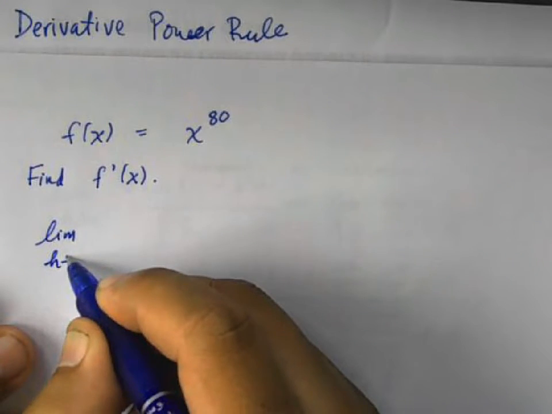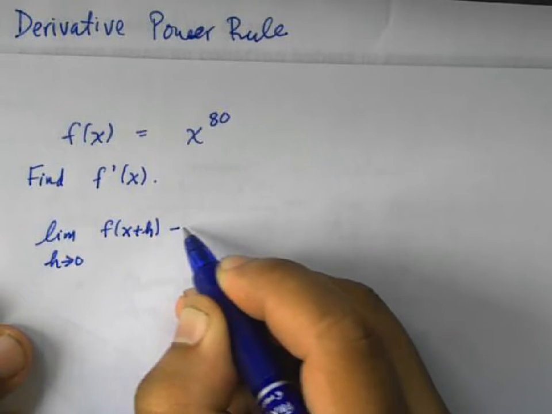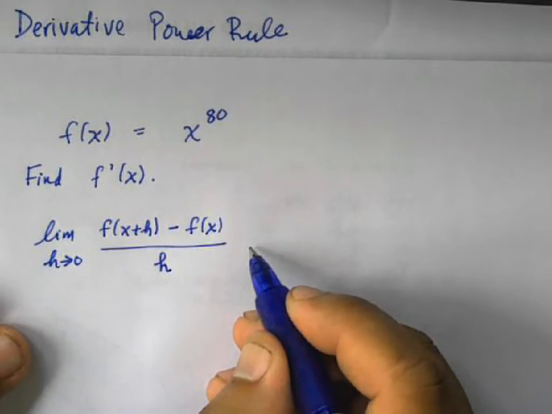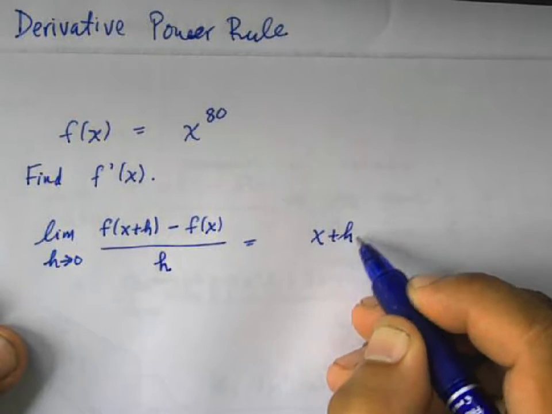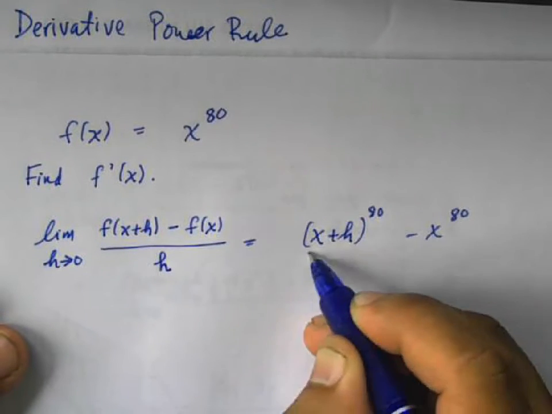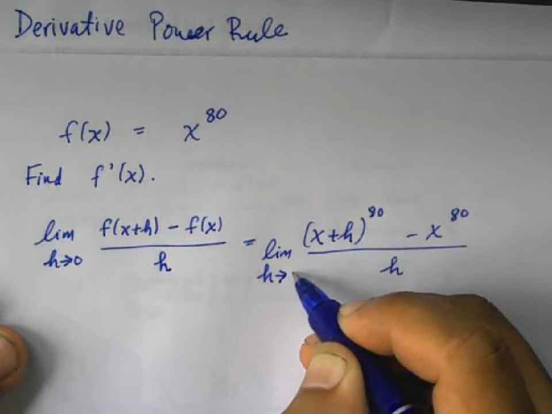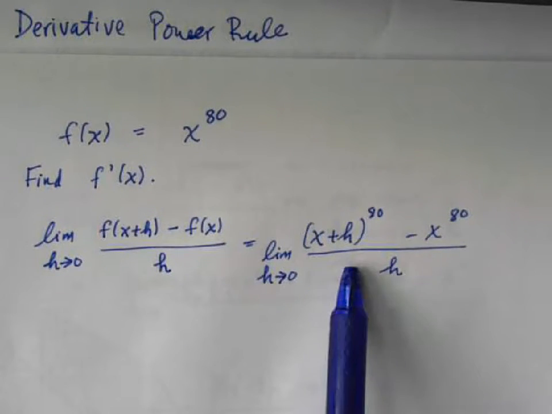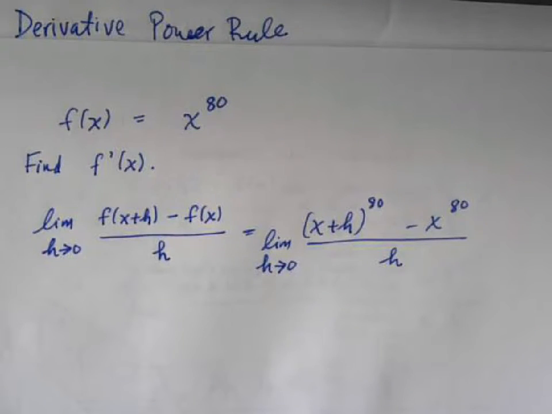We start out again with the definition of a derivative, the limit as h approaches 0 of f of x plus h minus f of x, all over h. Then we apply that to this particular problem. So this is x plus h to the 80th power minus x to the 80th power, all of this over h. And don't forget your limit as h approaches 0. Now, we could manually work this out by hand, but that's going to take a very long time, so we are going to apply the binomial theorem.